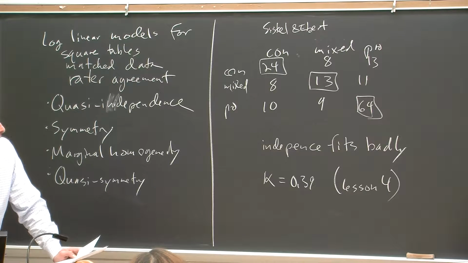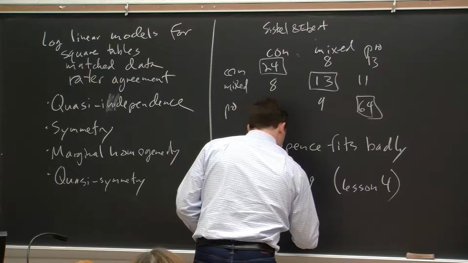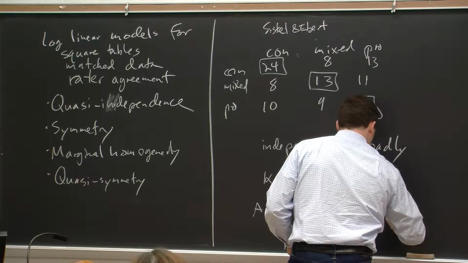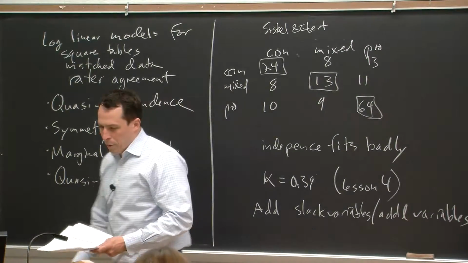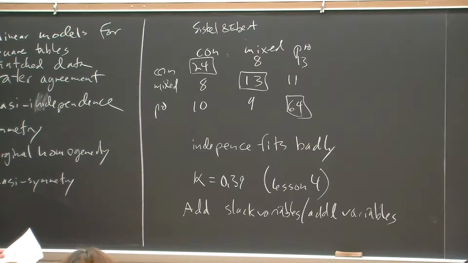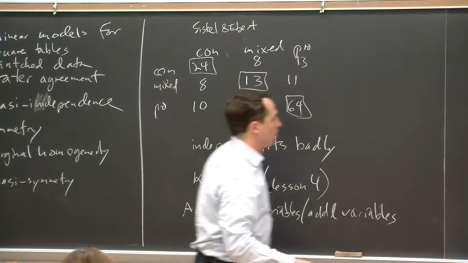Last time, when we were looking at what to do in the case of structural zeros or anomalous cells, we had this idea that we can add slack variables, additional variables, and in that setting these variables would match exactly some cell in the table that we wanted to throw out. So we could say these variables are totally independent except for one particular cell that's causing all of the lack of fit.